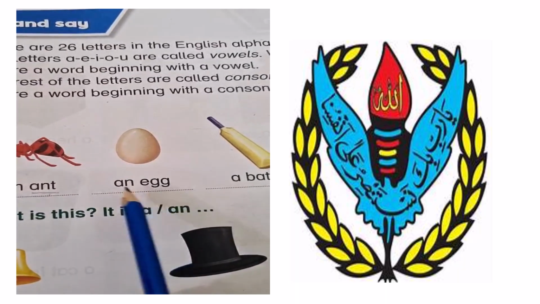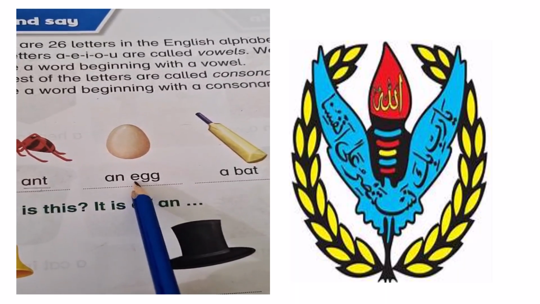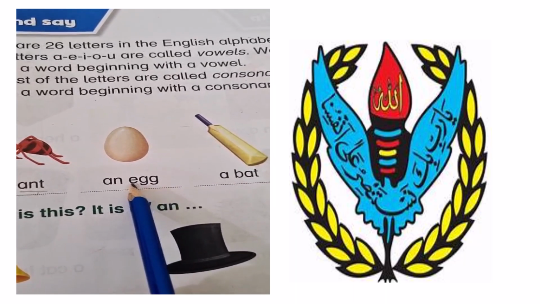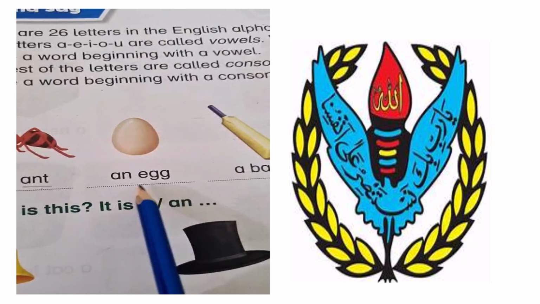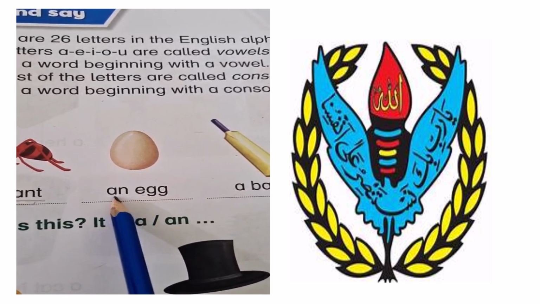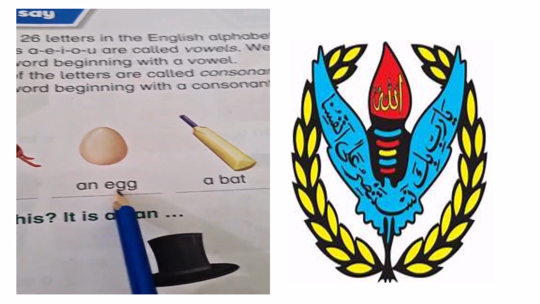There is egg, an egg. Why an? Because in the word egg, the starting letter is E. E is also another vowel. So before any word starting with the vowel, we always use an. So before egg we write an egg.